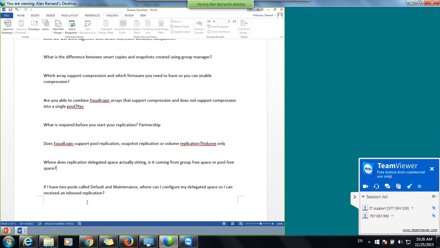Where can I configure my delegated space? On my default or maintenance, or I can do it on both?